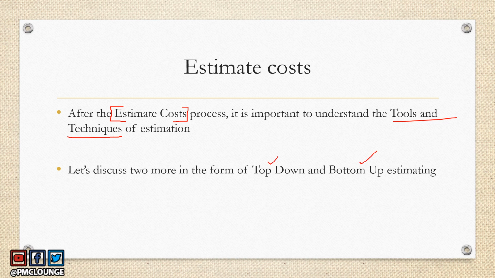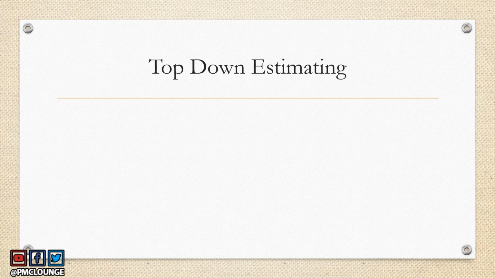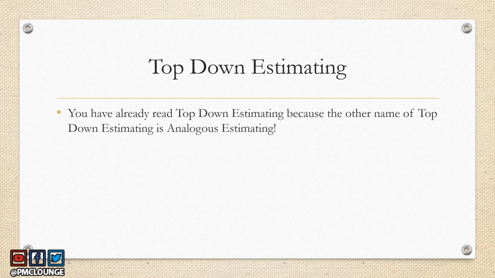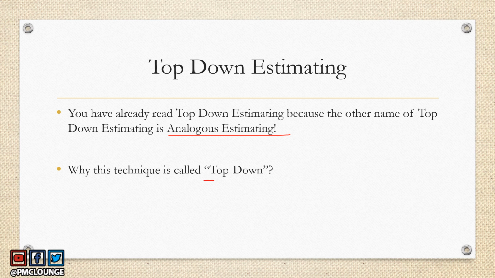Let's look into them. So let's talk about top-down estimating first. And what if I told you you already know top-down estimating because you already know analogous estimating, and top-down estimating is just another name for analogous estimating. So here's a question. Now that you already know analogous estimating, which we discussed in a previous video on estimate costs, and we have already discussed in detail in the schedule management knowledge area, let me challenge you with a question. Why is this technique called top-down?